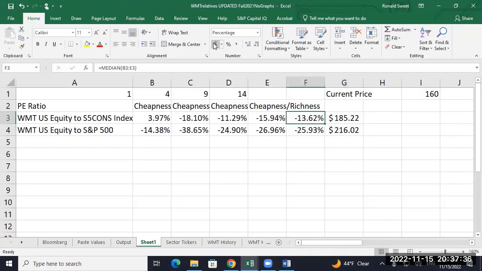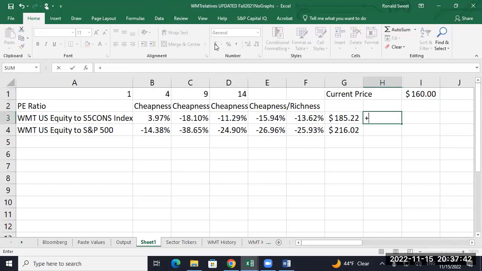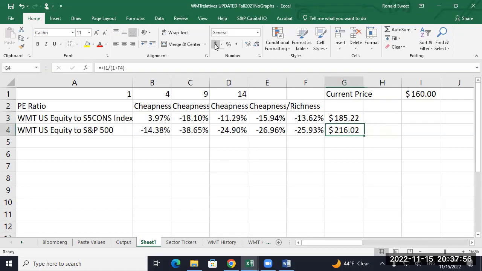So if you think they're trading 13% cheap and the current price is 160, what is your value for this stock? I think that's correct. But anyway, you think it should be trading at 185.22 to 216.02. I took the median.